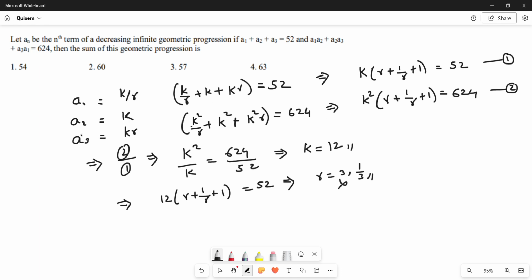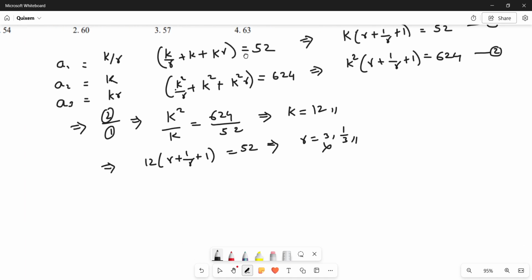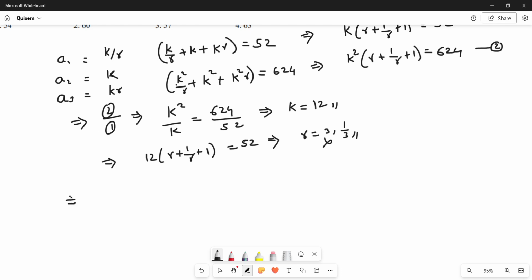So which essentially means we know all these terms. But we don't need all of those terms, because the sum of an infinite geometric progression is given by the formula a by 1 minus r, where r is the common ratio and a is the first term in the series. Now we know r, which is 1 by 3. Now the first term in the series will be k by r, that is 12 divided by 1 by 3, equal to 36.